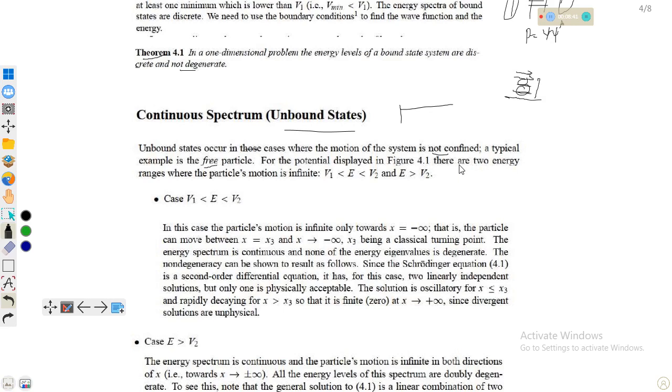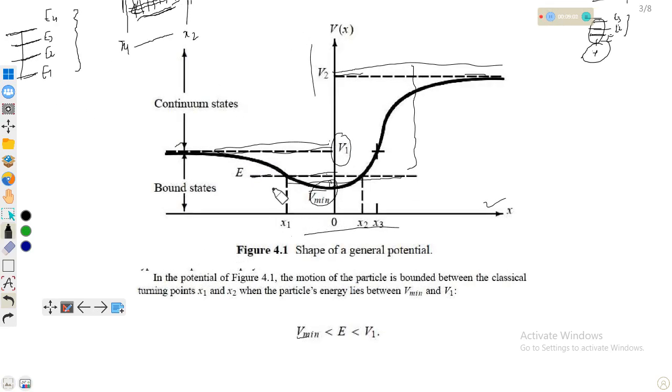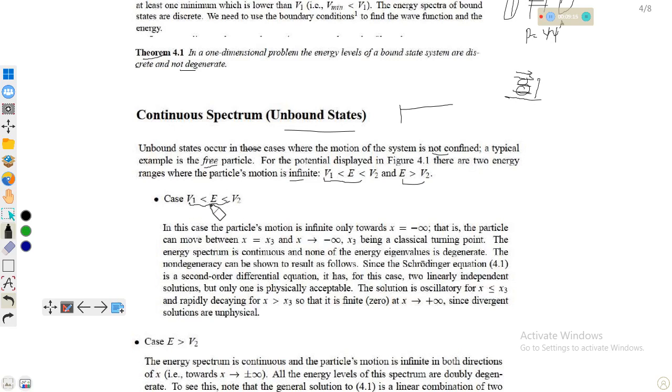For the potential displayed in the figure, there are two energy ranges where the particle's motion is infinite. The first is between V1 and V2, and again E greater than V2. In the case when the particle is bounded between V1 and V2, you can see the graph again, where the particle is bounded between V1 and E1, and similarly at V2. V1 is less than V2 when the particle is between E1 and V2. In this case, the particle motion is infinite only toward x equal to minus infinity, up to the classical turning point. The particle cannot go out past it, and the energy spectrum will be continuous and non-degenerate.